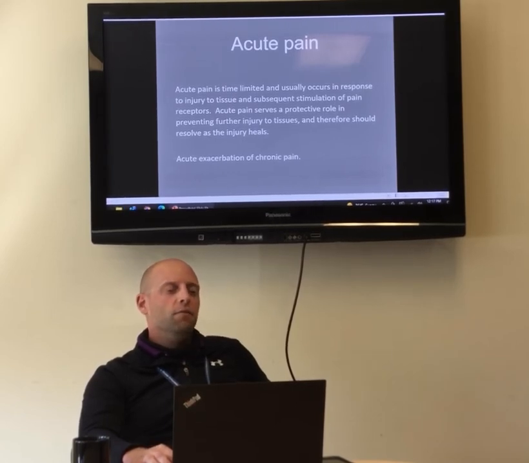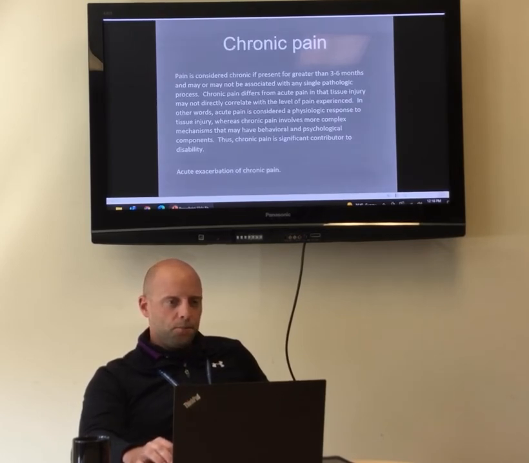And then, of course, you can have, and this is frequently what I see, acute exacerbation of chronic pain. So somebody who's had back pain, they'll tell me, I've had back pain for 20 years. And then, a few weeks ago or a month ago, I was bagging leaves and it got worse. So that's the definition of acute exacerbation of chronic pain.